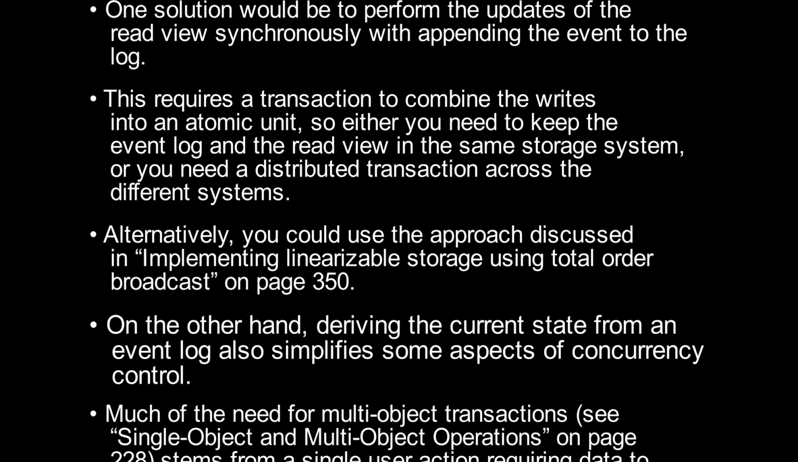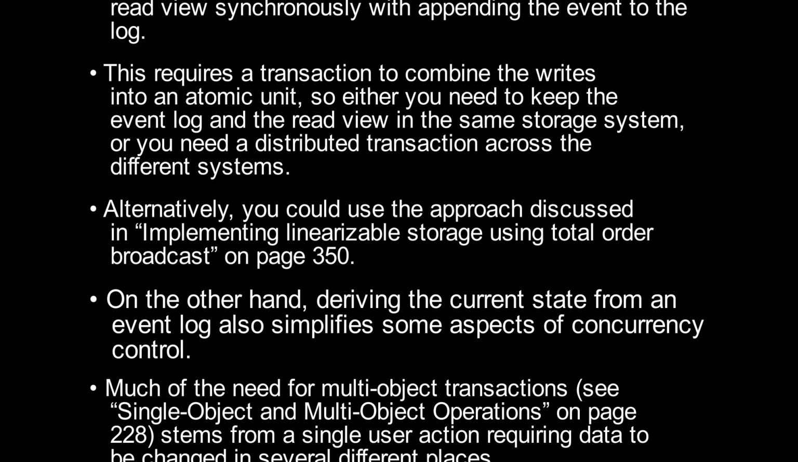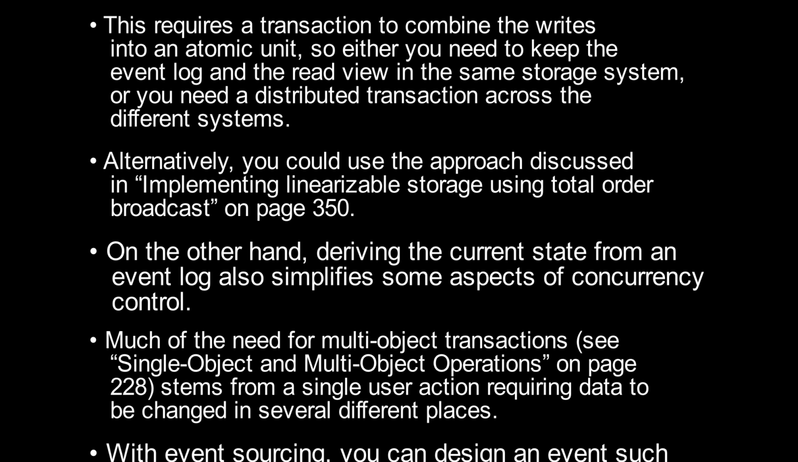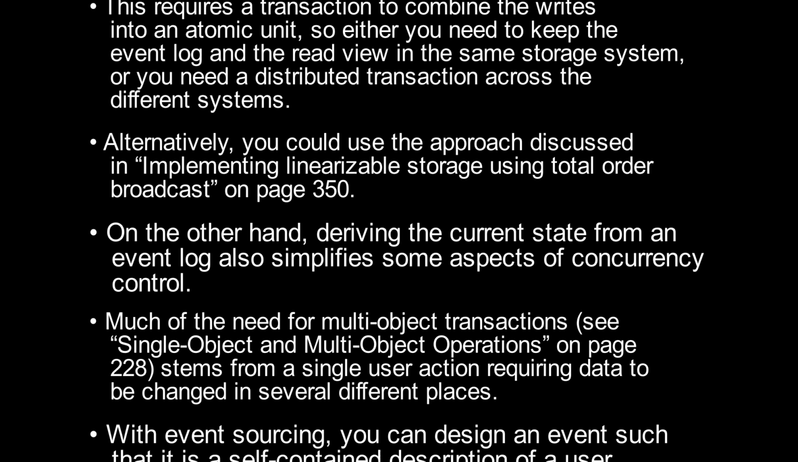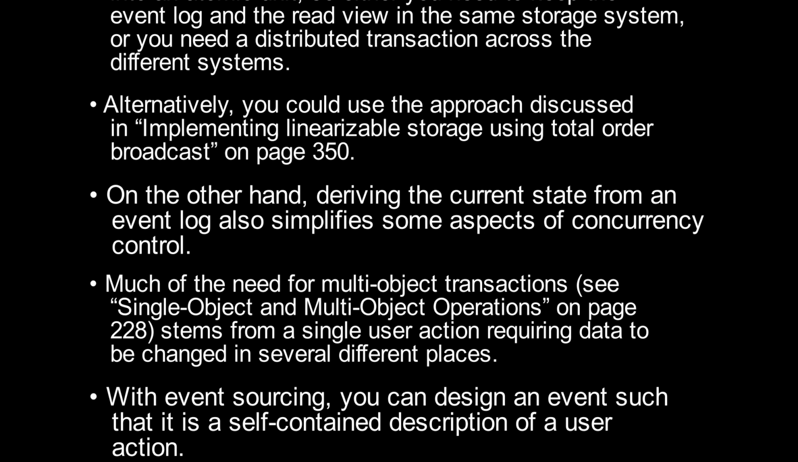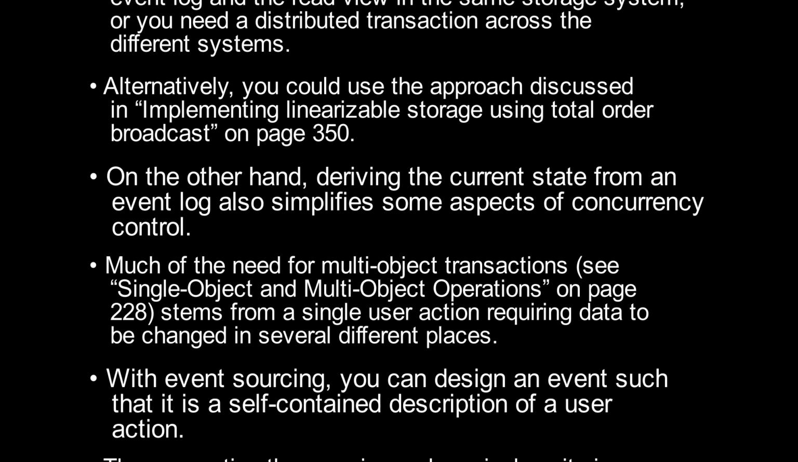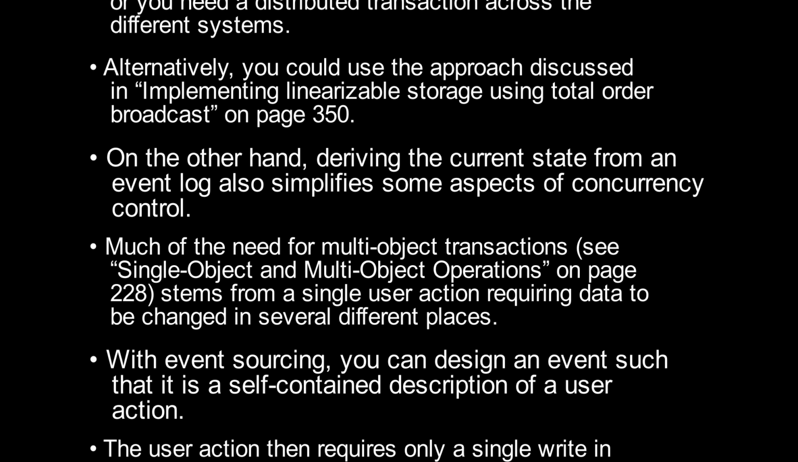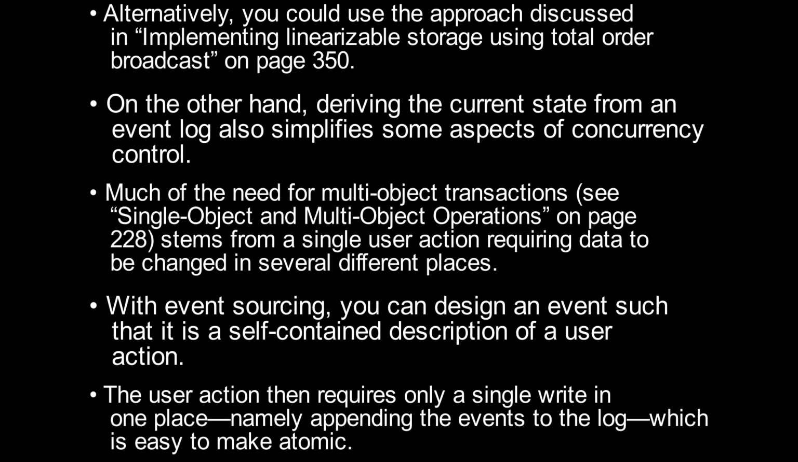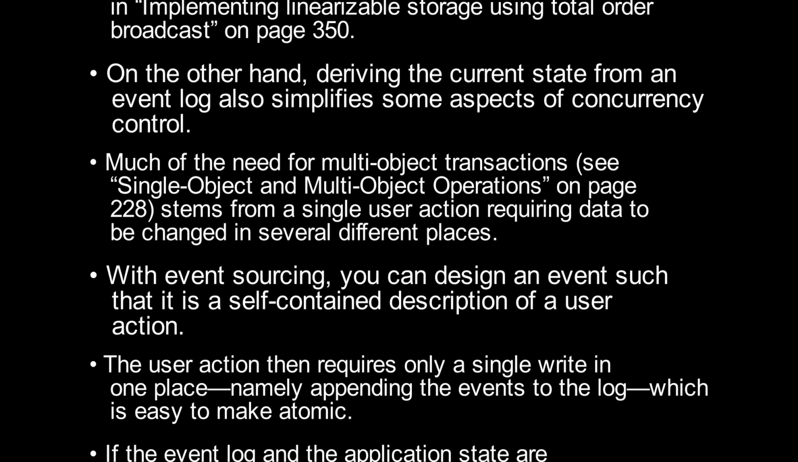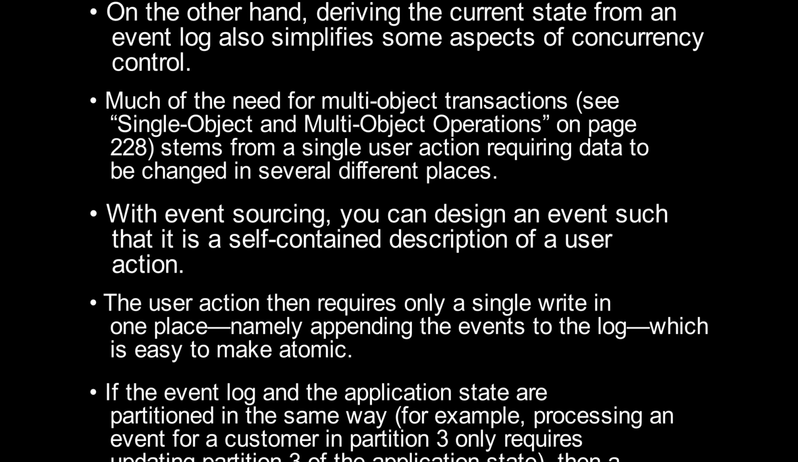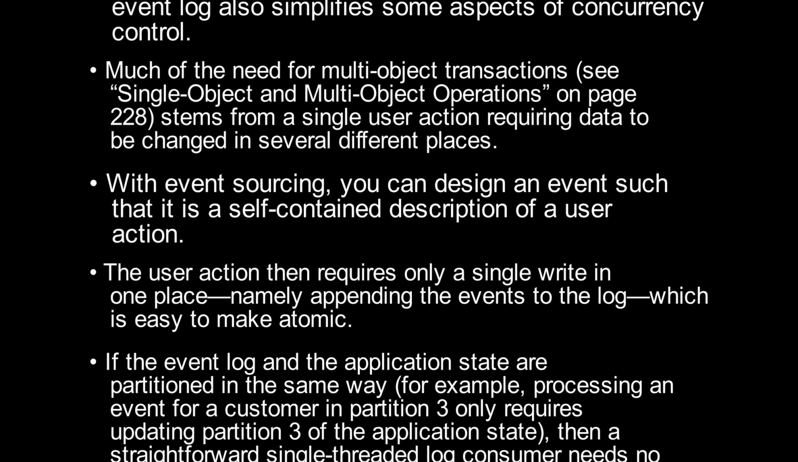On the other hand, deriving the current state from an event log also simplifies some aspects of concurrency control. Much of the need for multi-object transactions, see single-object and multi-object operations on page 228, stems from a single user action requiring data to be changed in several different places. With event sourcing, you can design an event such that it is a self-contained description of a user action. The user action then requires only a single write in one place, namely appending the event to the log, which is easy to make atomic.